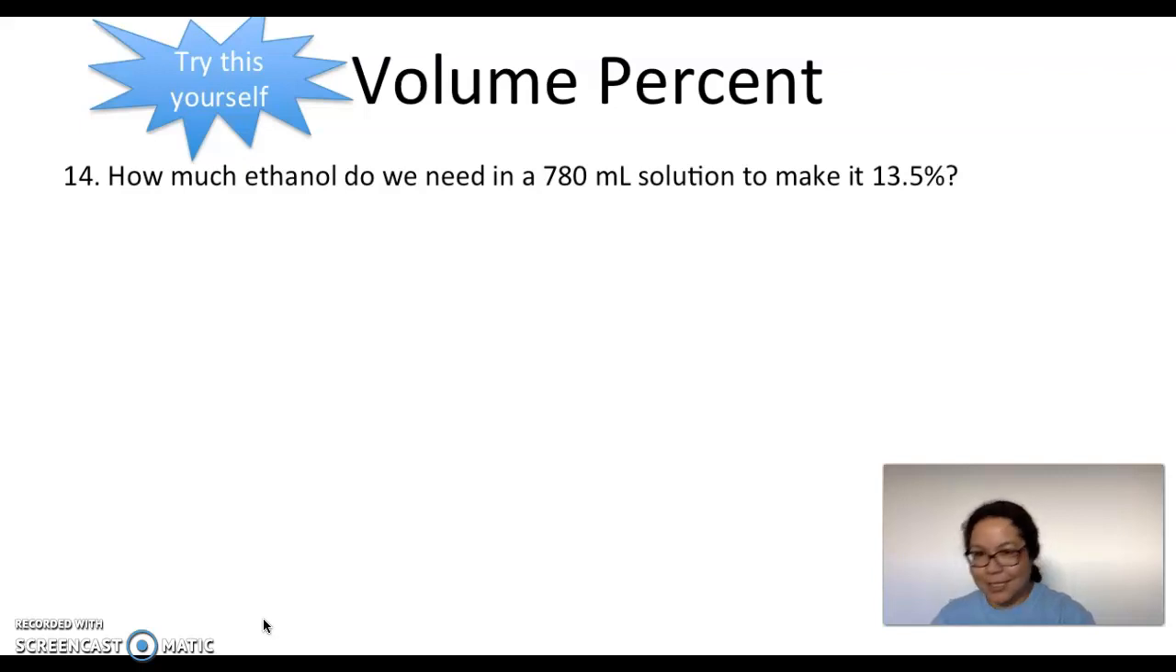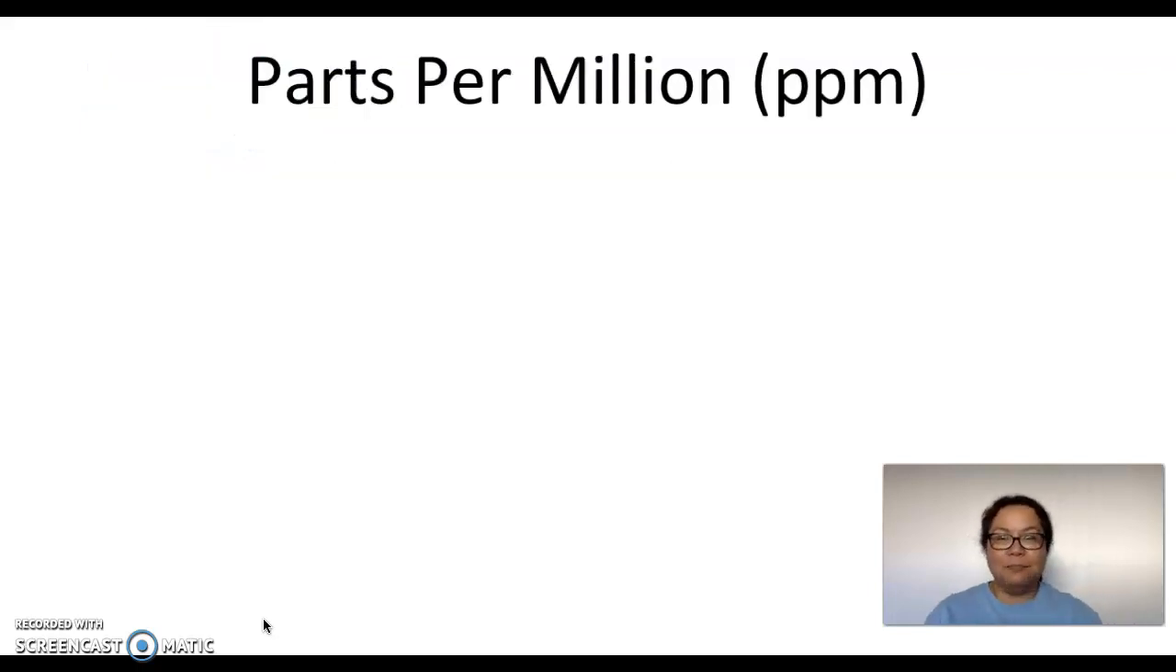Now, the next one that I want to teach you on how to calculate concentration will be this thing called parts per million. And in abbreviation, ppm, it's fine if you just say ppm for parts per million. If you say ppm, I'll know what you mean, and so will other scientists.